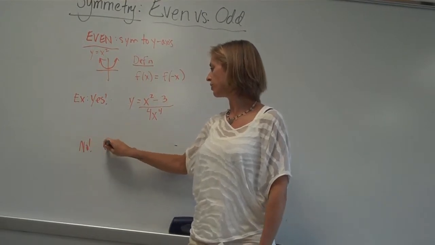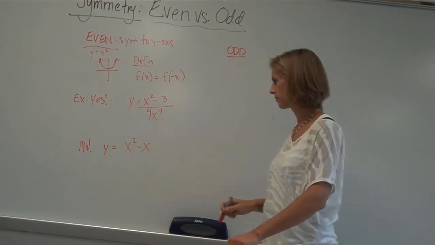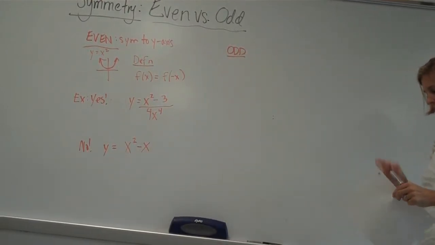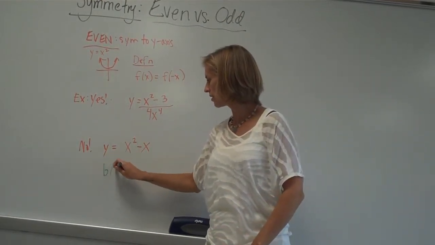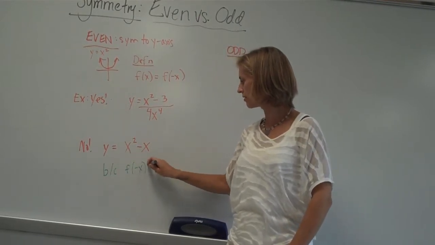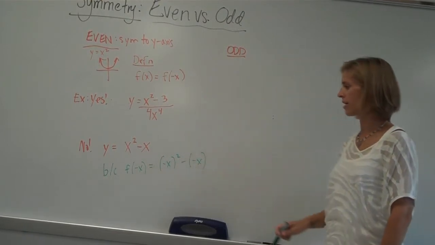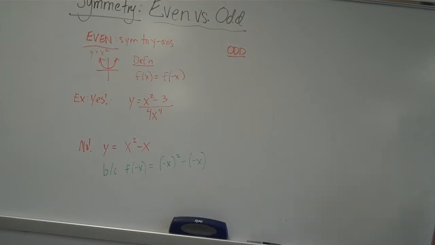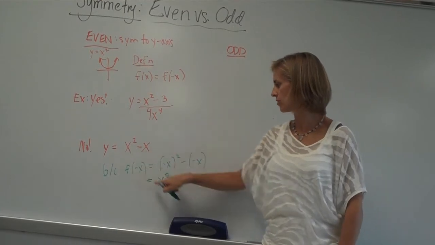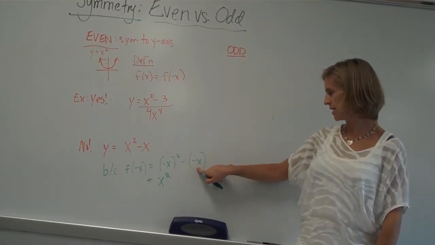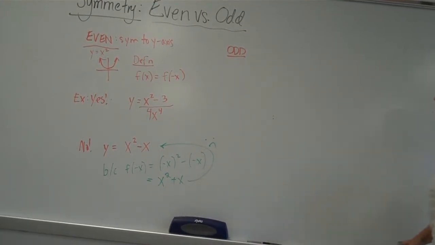But an example of no, it's not even, would be something like this. Because if I take f of negative x, that would mean putting a negative x in all the places where I already have an x. And negative x squared is just x squared. Hooray, that gets me back to the original. But making this one negative changes this to a plus. And uh-oh, frown face, they don't match.